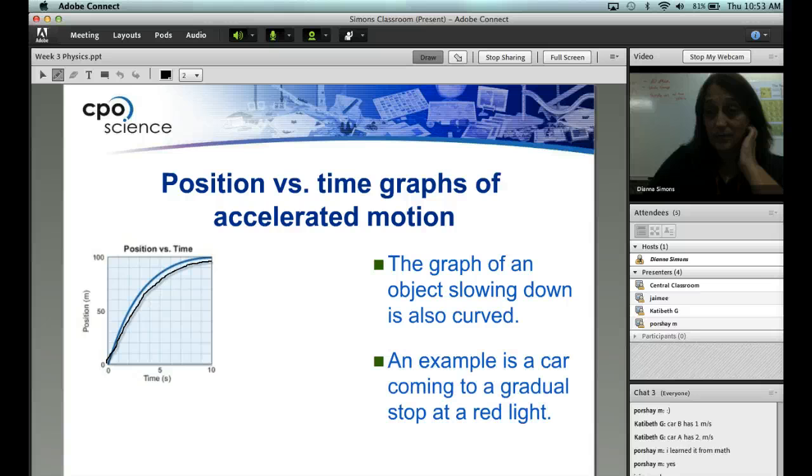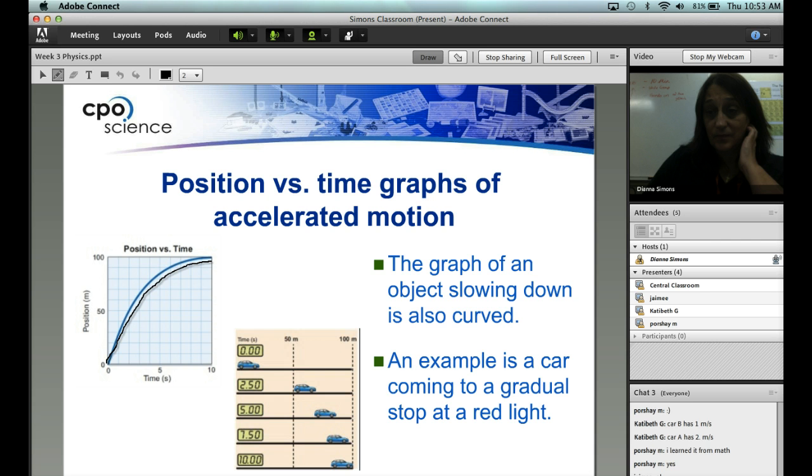Another example is a car coming to a gradual stop at a red light. If you think about it, when you are driving your car, you're going pretty fast, and then you start slowing down. All right, your velocity is changing until you stop.